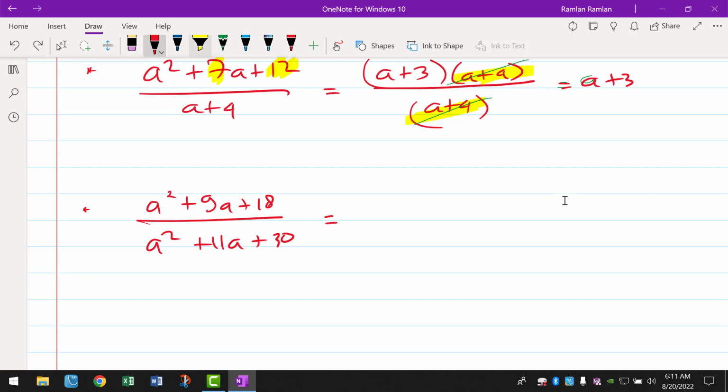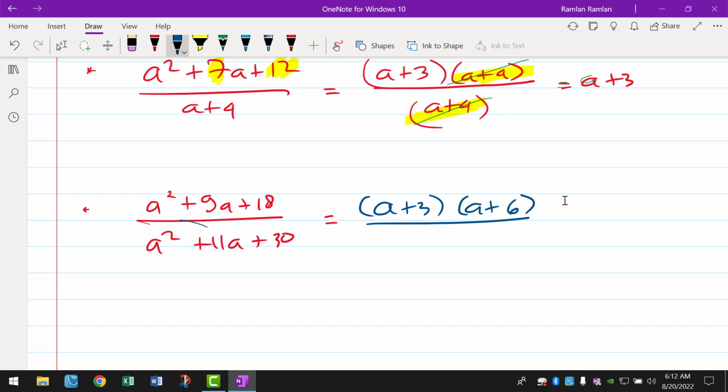So in here again we're going to think of two numbers that if you multiply you get 18, if you add you get 9. So the answer are 6 and 3, or 3 and 6. So we can factorize this as a plus 3 and then a plus 6.